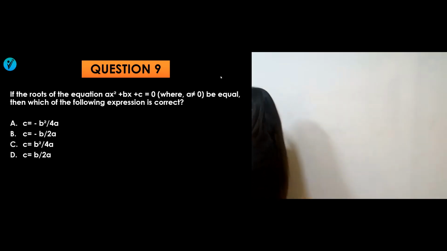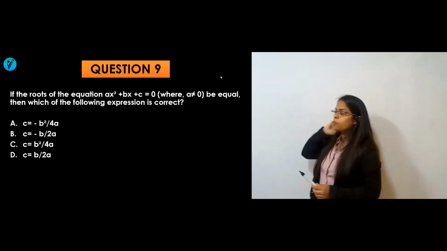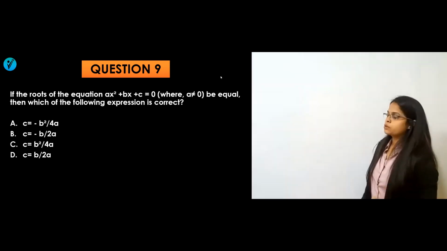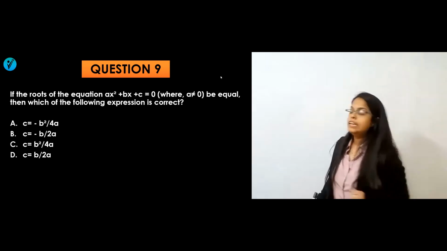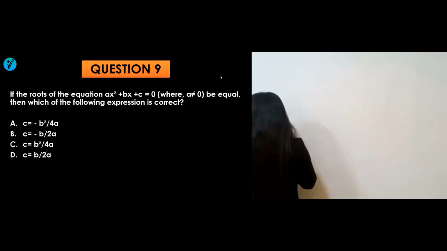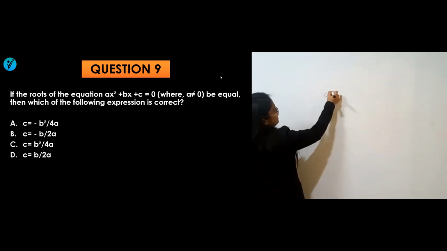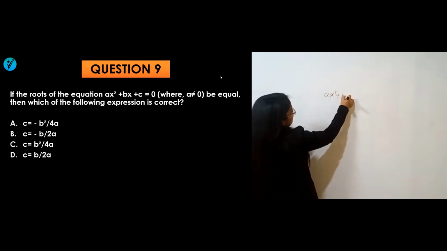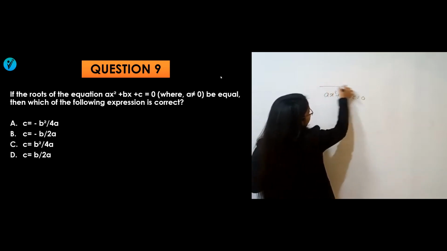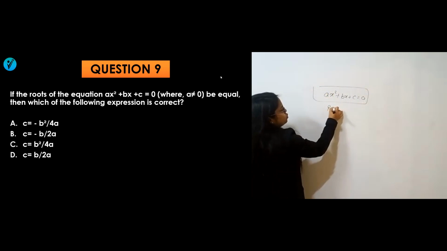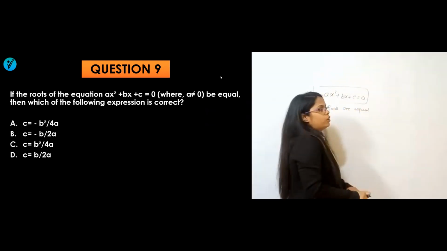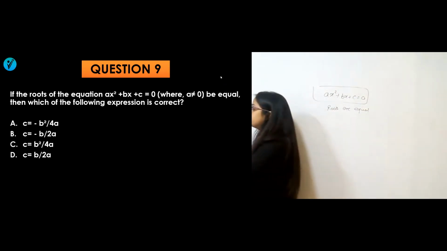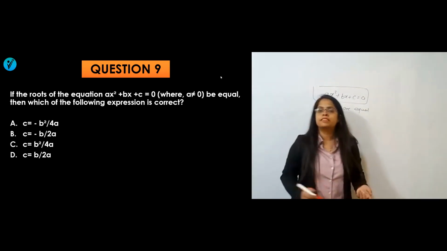What are they saying in this question? If the roots of the equation ax square plus bx plus c, that means this is a quadratic equation where a is not equal to 0, they are saying that ax square plus bx plus c is equal to 0 and that the roots are equal. If roots are equal, then what is the condition for equal roots? They are asking which of the following expressions is correct.